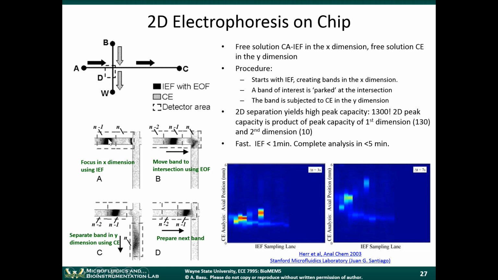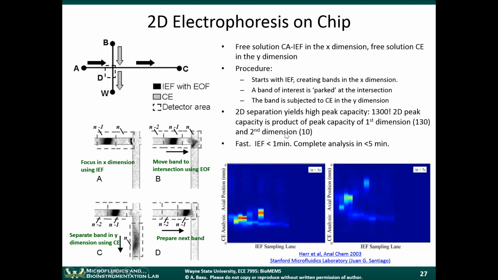They first subject this band to the second dimensional separation, and then they move the next one in line to the intersection to do the next one. So all the bands that were formed in the first separation are then analyzed in the second dimension of separation. So this is called peak parking.